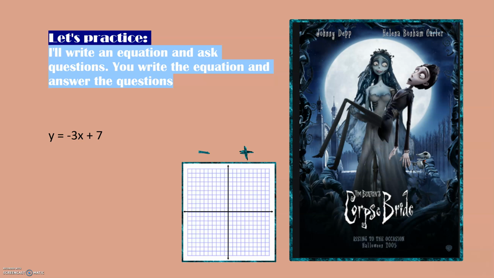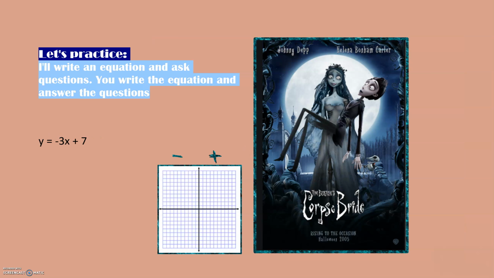Where is the starting point? That beginning point is the b value. That b value is positive 7. That tells us that our line crosses the y-axis at positive 7. Good job.